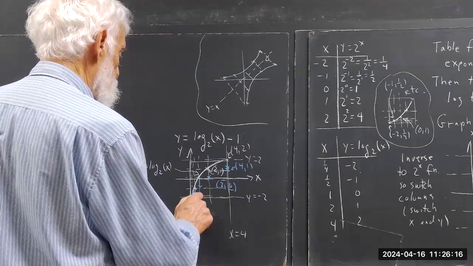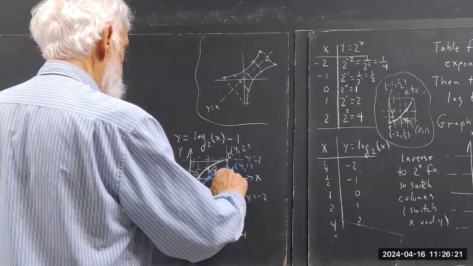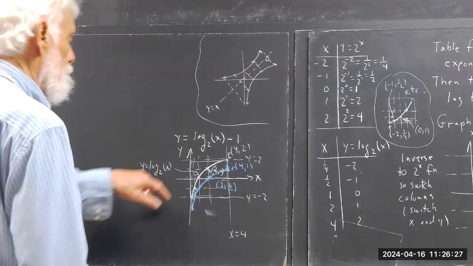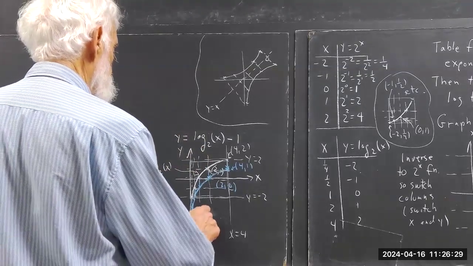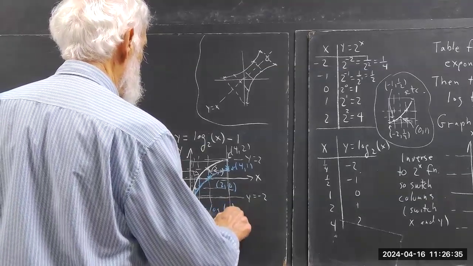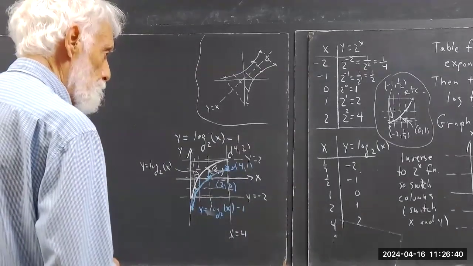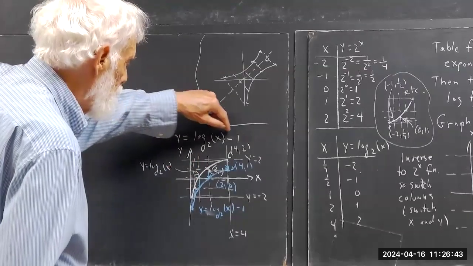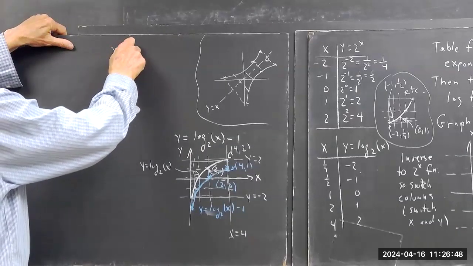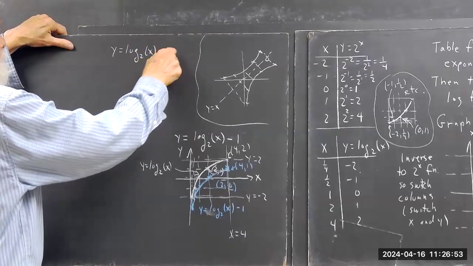And now I've got my points on the new graph, and I can connect them. Like so. So the white graph is log base 2 of x. The blue graph is y equals log base 2 of x minus 1. Now, however you choose to construct it, do a graph of log base 2 of x, and then see if you can sketch the graph of y equals log base 2 of x minus 3.